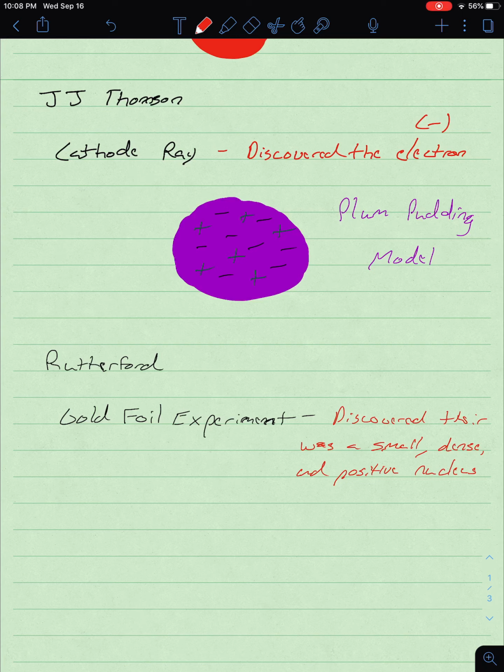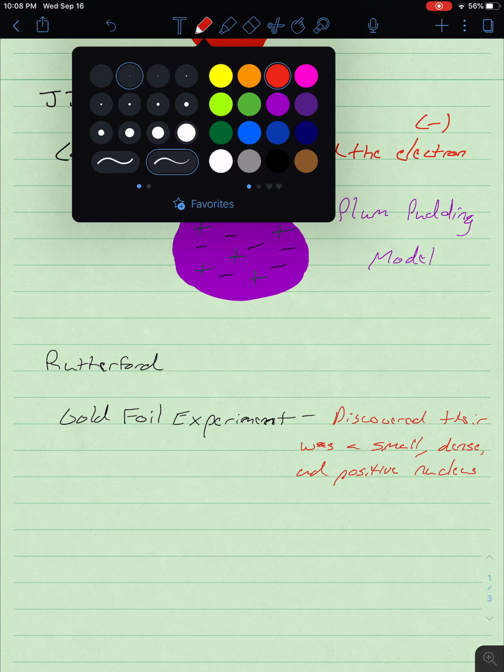And the way he did that is he was firing these positively charged particles through gold foil, and he realized that most of them were going through, but there were some that were actually bouncing back. So what happens when we hit a positive with a positive? They repel each other, so they're going to bounce back, going away from each other. So let's see if I can attempt to draw his model.